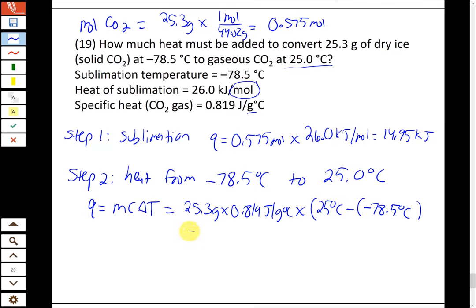So this answer is going to be in joules, because that's what our heat capacity is in. So 21.45 joules. We want to add them together. I guess we didn't specify a unit here, but typically it'll be in kilojoules. So we divide this by 1,000 to get into kilojoules.